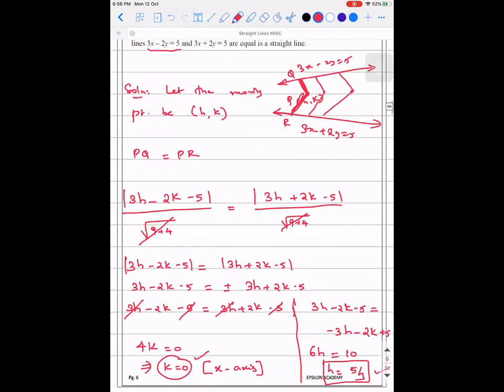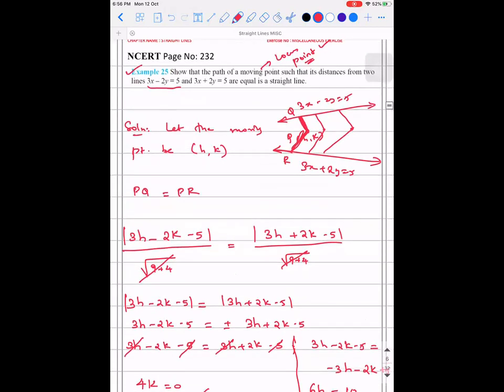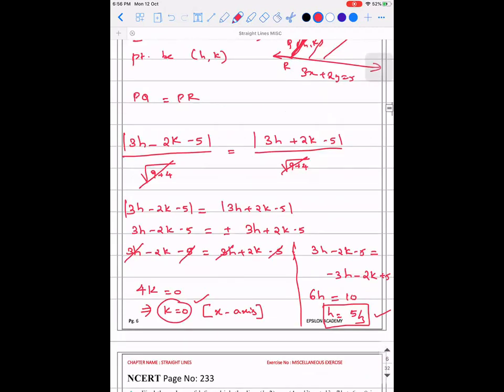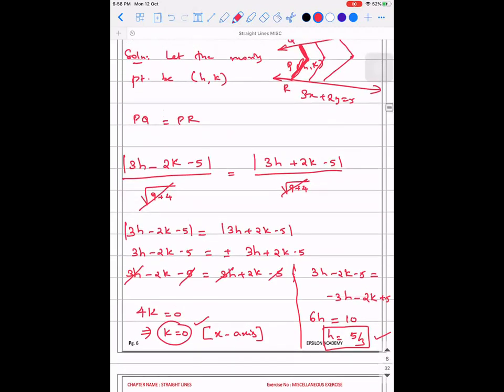That's what they're saying. I have a doubt. Yeah, tell me. In the equation we got, sir, 3h minus 2k minus 5 and 3h plus 2k minus 5, why only in the right hand side we've taken plus or minus? We have to take on the left hand side also, no, sir? No need. When you remove the modulus, you take it only on one side. Okay, sir.